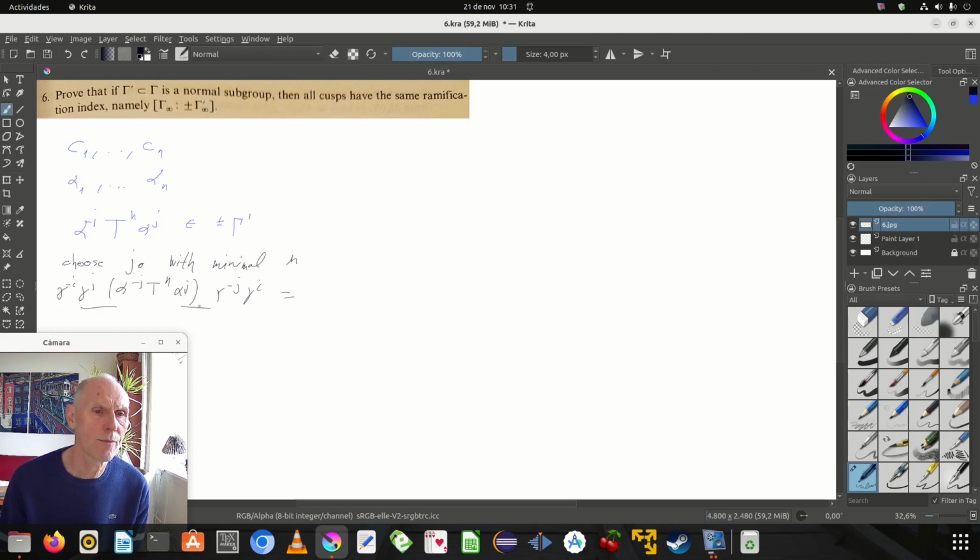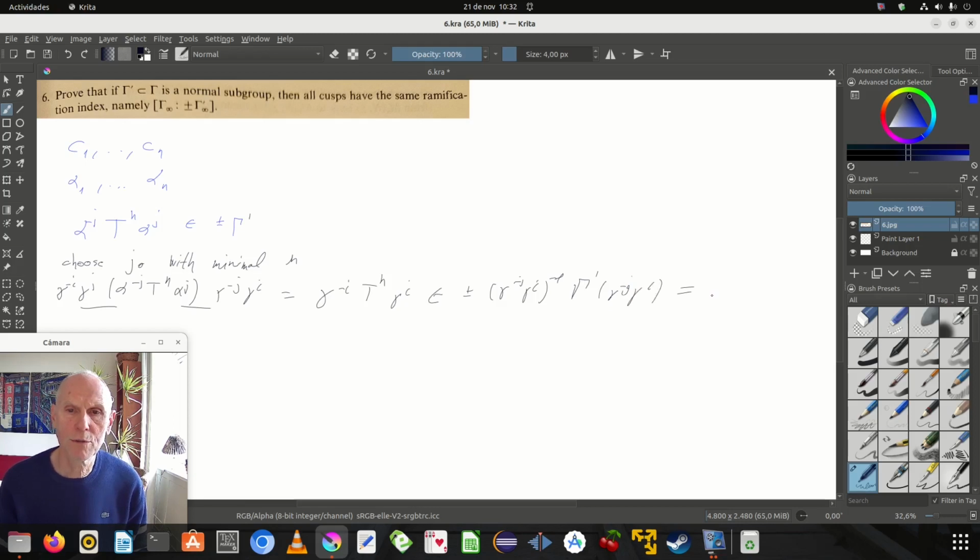they will cancel, leaving us with gamma minus i T^h gamma i lying in plus minus gamma minus j i minus first gamma mark minus j gamma i, which equals gamma mark, meaning they all have the same index. That was what I thought I had realized just when reading it.